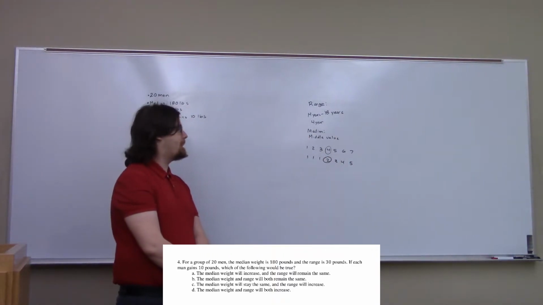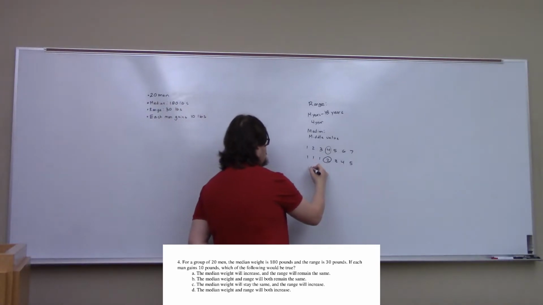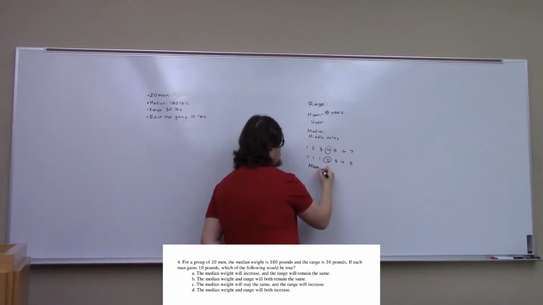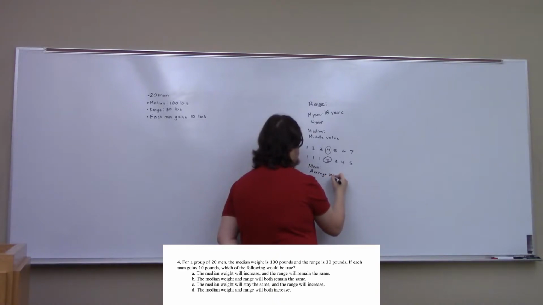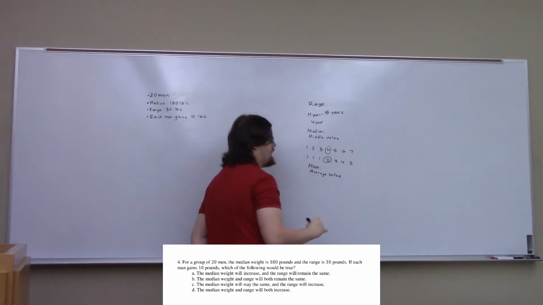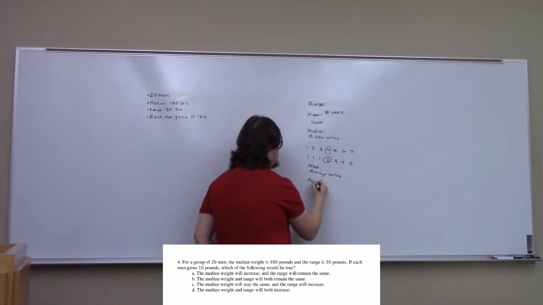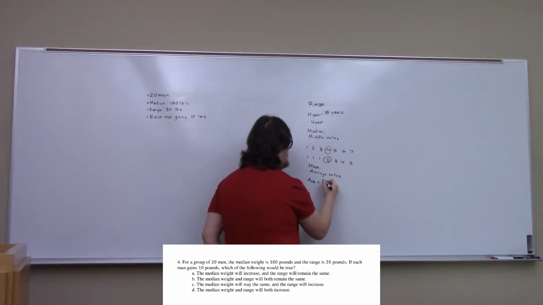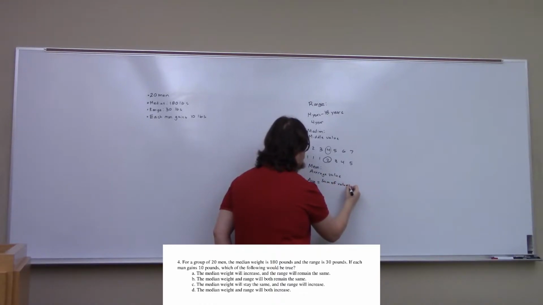The next one I want you to know is the mean. This does not come up in this problem, but the mean is just the average value. The average is determined with the following formula: average is equal to the sum of values divided by the total number of values.